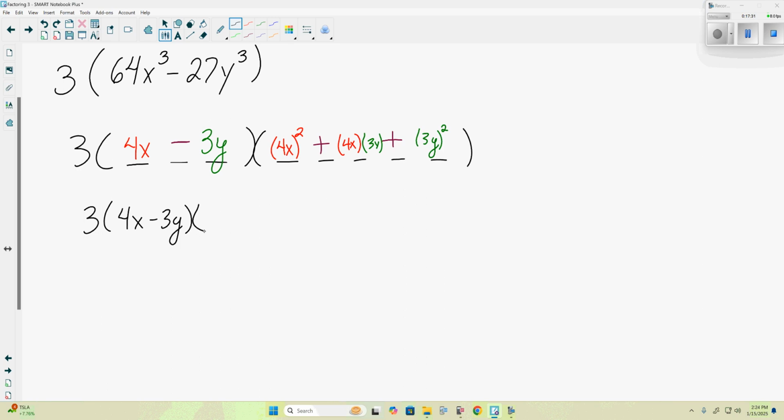And last thing we have to do is simplify. So we'll have 3 times 4x minus 3y. In the bigger one, the first thing we have to do is 4x squared. So 4x times 4x, 4 times 4 is 16. X times x is x squared. So our first term will be 16x squared. Plus our 4x times 3y. Our 4 times 3 is 12, and then we have xy. Plus 3y squared. 3y times 3y would be 9y squared.